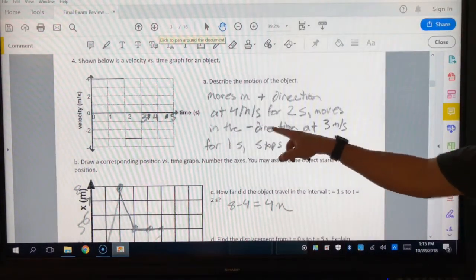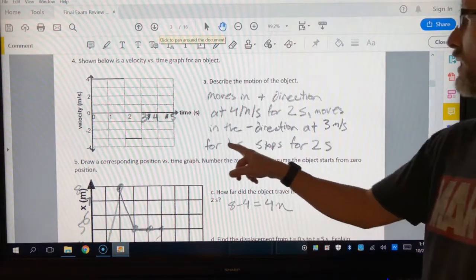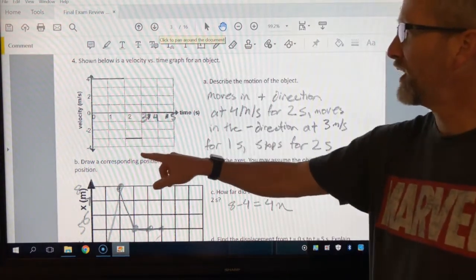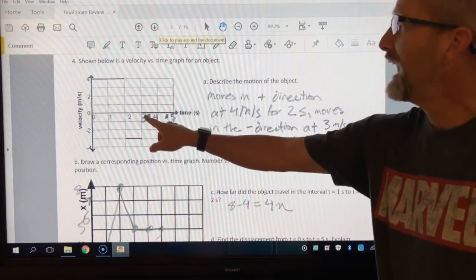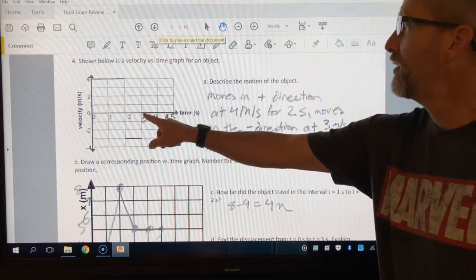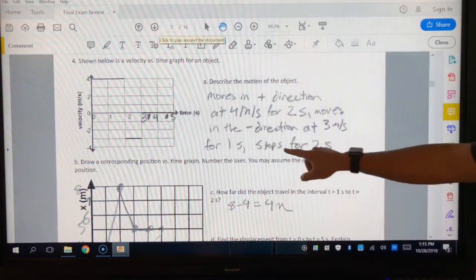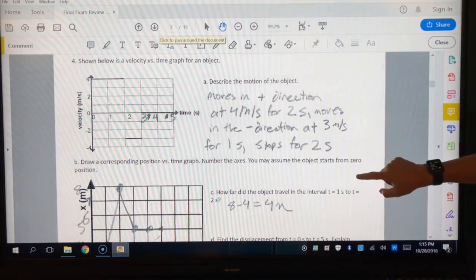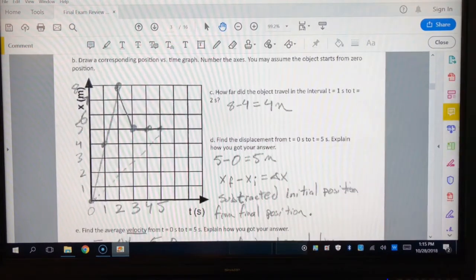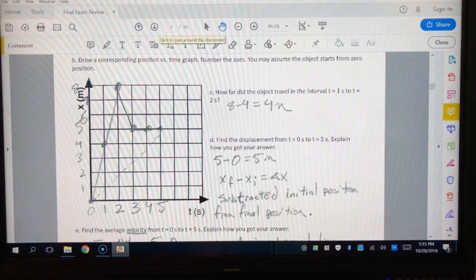It moves in the negative direction at 3 meters per second for just 1 second, and then it is at rest for 2 more seconds, so it stops for 2 seconds. They want us to draw the corresponding position versus time graph and number the axes.